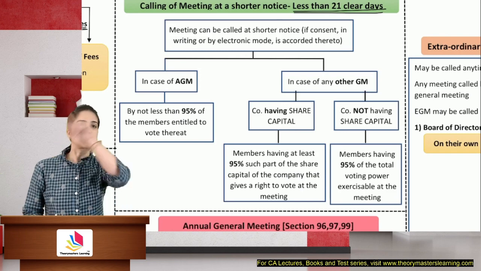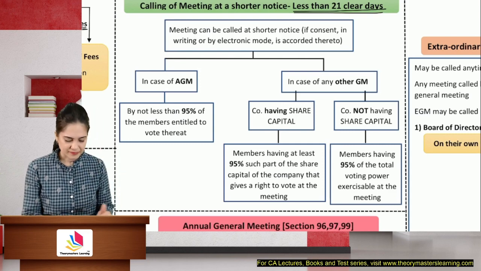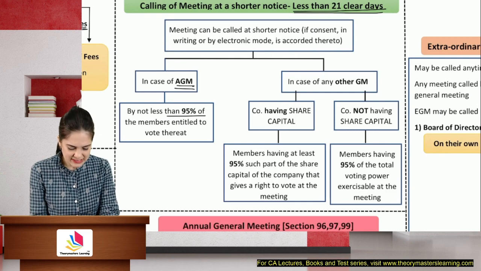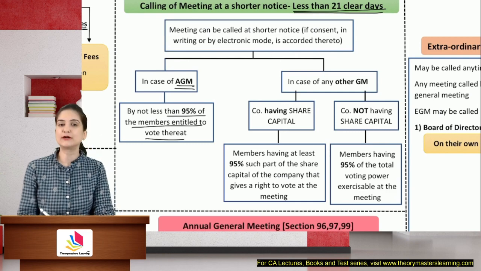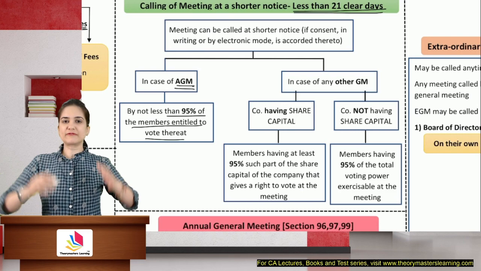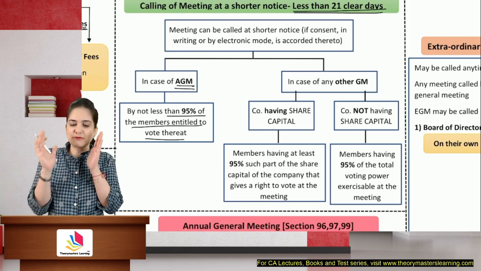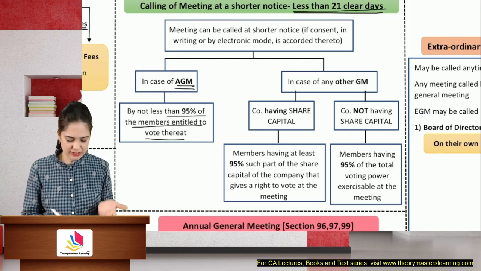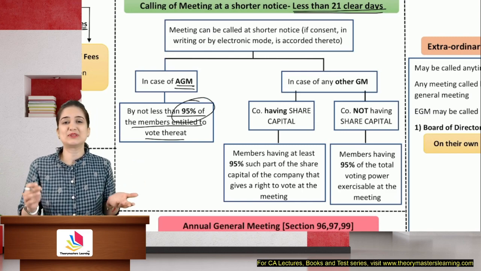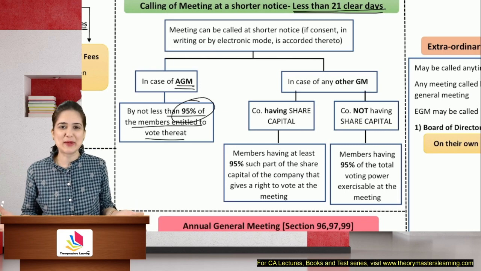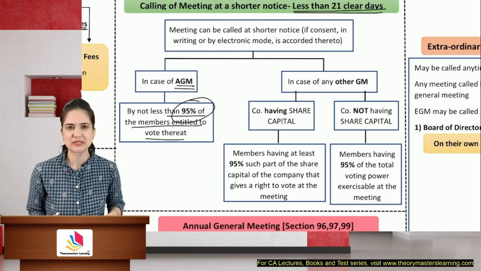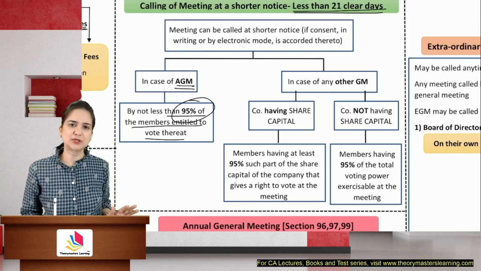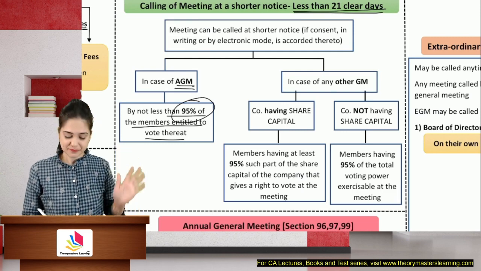We will allow a shorter notice only when, if it is an AGM, you have the consent of at least 95% of the members entitled to vote in the meeting. So out of 100% members, if 95 who are voting at the meeting give their consent, only then we will allow shorter notice. Now it is not possible for me to obtain the consent of 95 members. There are going to be members who will oppose this. So it is good for us. We don't want to allow you to call a meeting by giving a shorter notice. So this is one very good way.